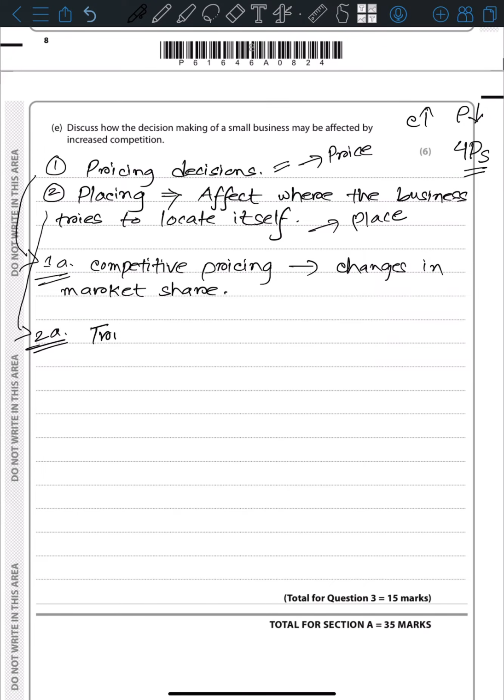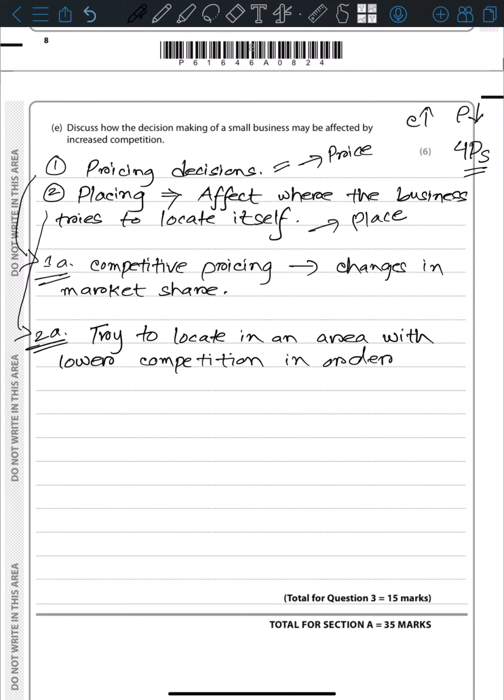So the benefit is, if we locate in a place where there is lower competition, we will attract more customers, and more customers mean more revenue, and revenue will increase and profits will also go up.